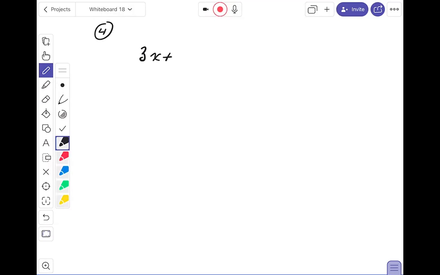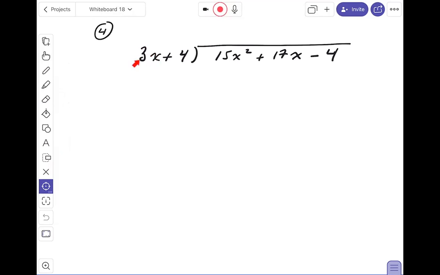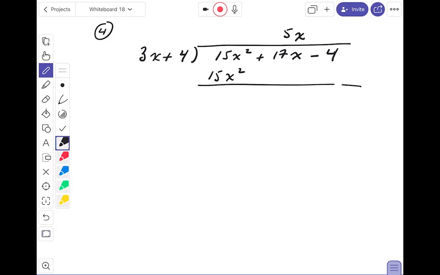3x plus 4. That's a binomial divisor, and it's being divided into this trinomial, which is degree 2. What am I going to do? Well, my recommendation is this. What multiple of 3x would match 15x squared? Well, that's relatively simple. It's 5x. What's 5x times 3x? 15x squared. We're using the distributive property of multiplication. What's 5x times 4? 20x.